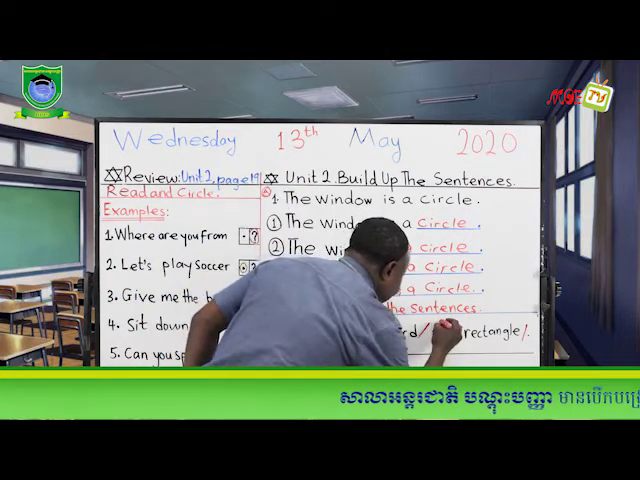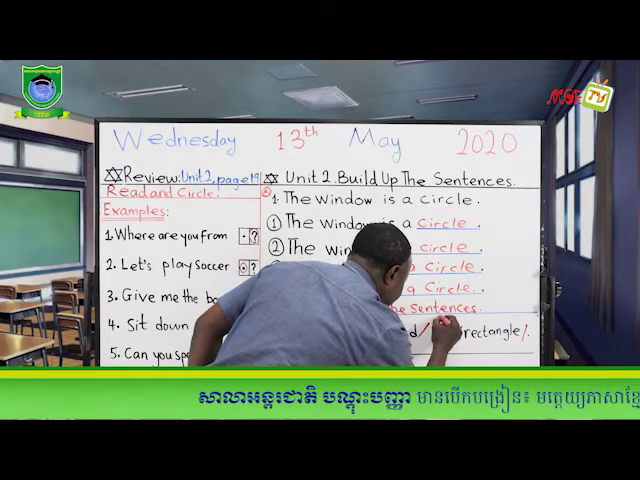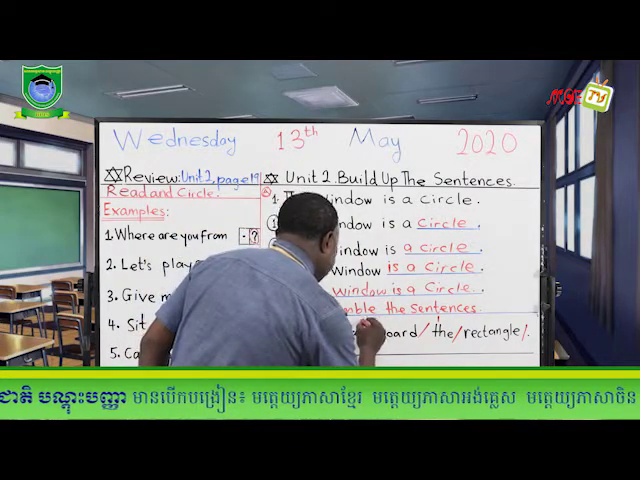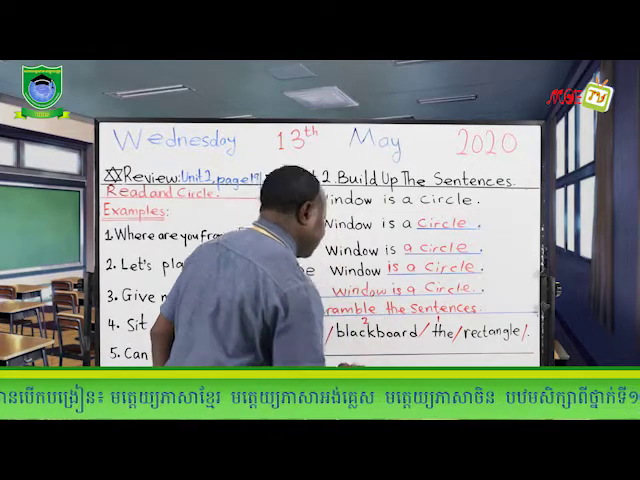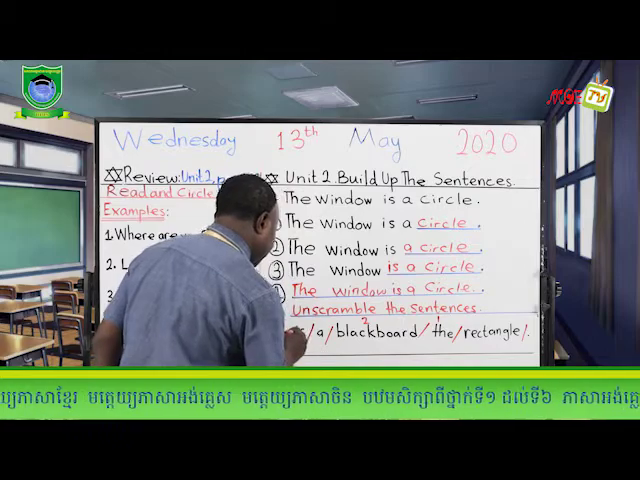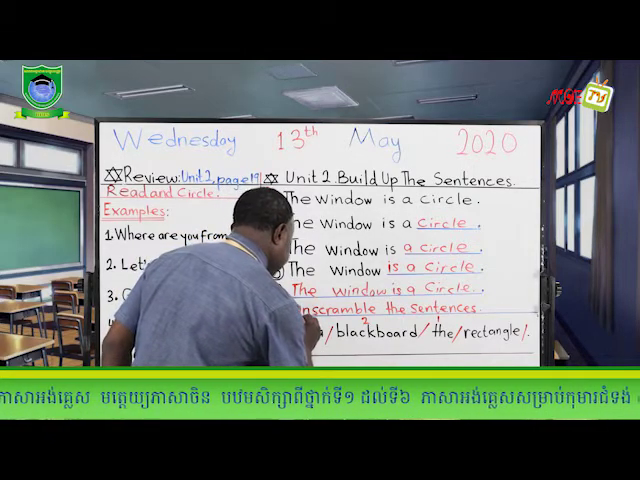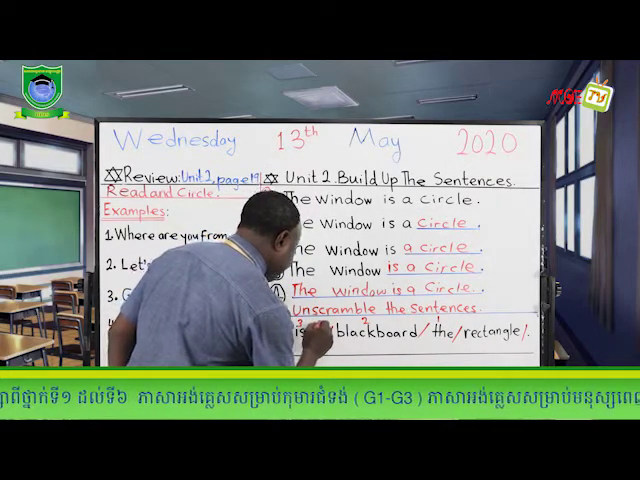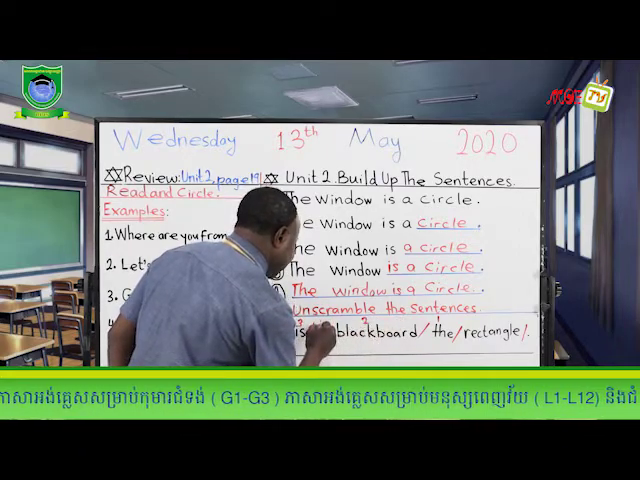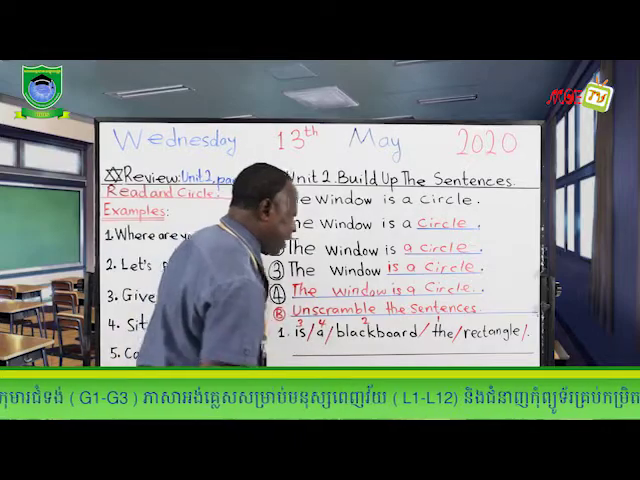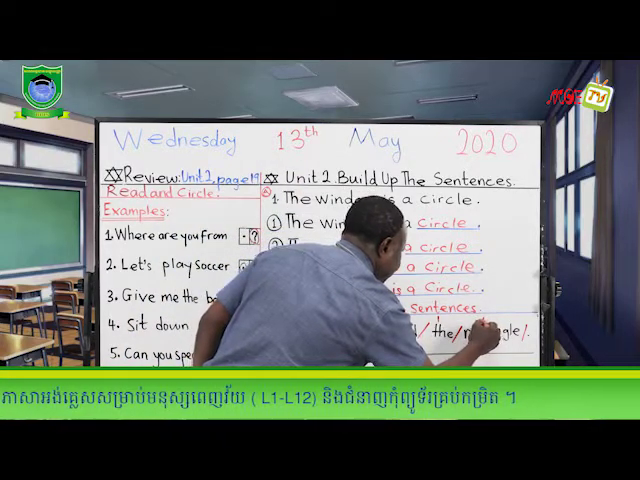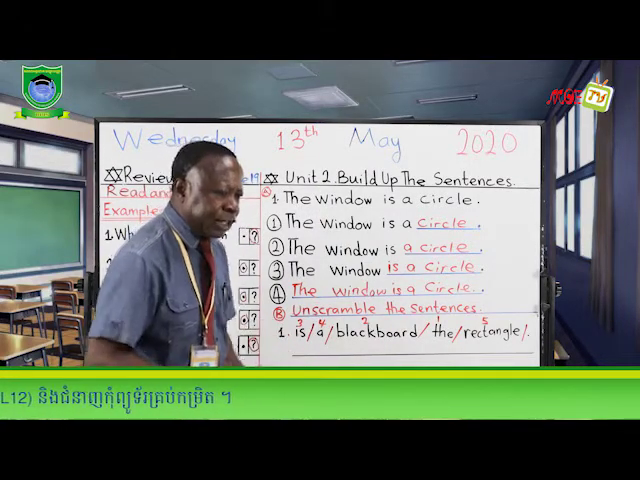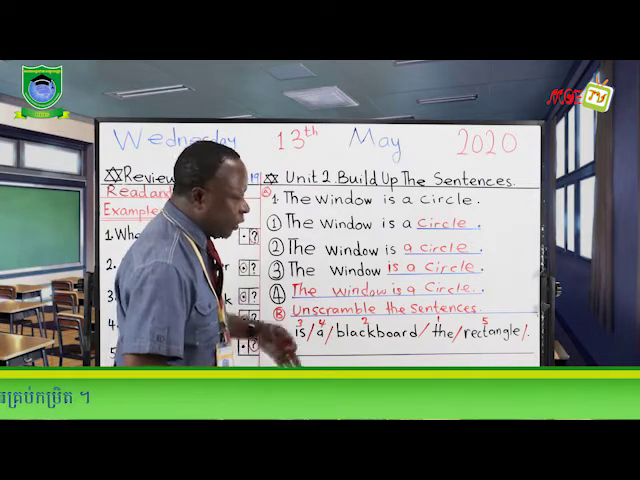So you can do like this. You take number one as the. Then you take blackboard, number two. Then we take the verb is, three. Then we take a, four. So the blackboard is, five, rectangle. When you number it like this, then you can write it in order. After reading, you start writing it in order.